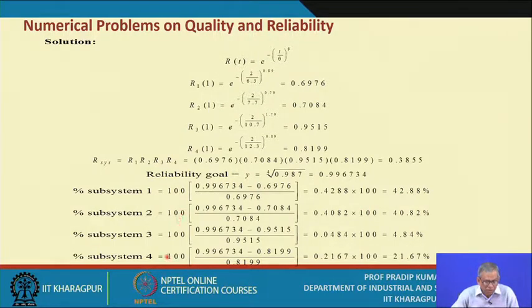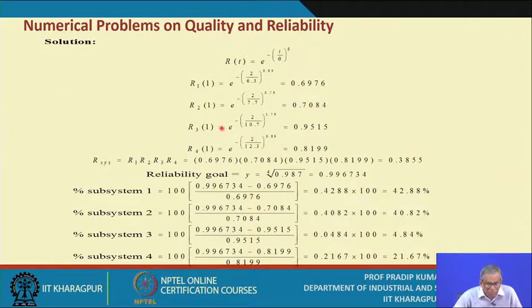In the same way you calculate for subsystems 2, 3 and 4. It was 0.7084, now it is to be made 0.996734. So what is the percent increase? Using the same formula, 40.82% increase is required. Similarly for subsystem 3, you need to improve from 0.9515, only 4.84%.